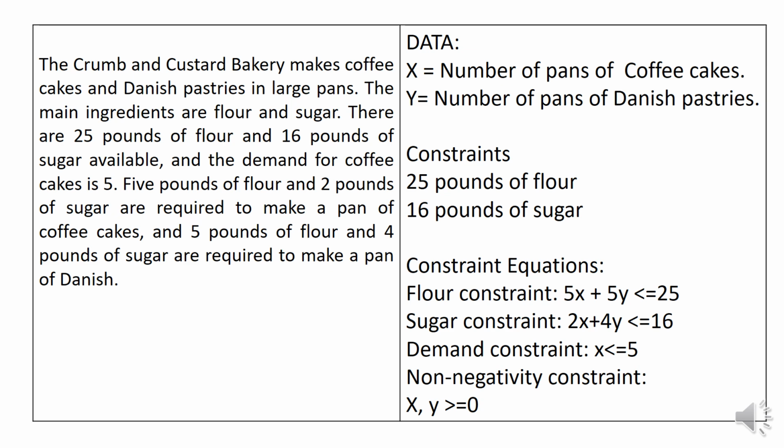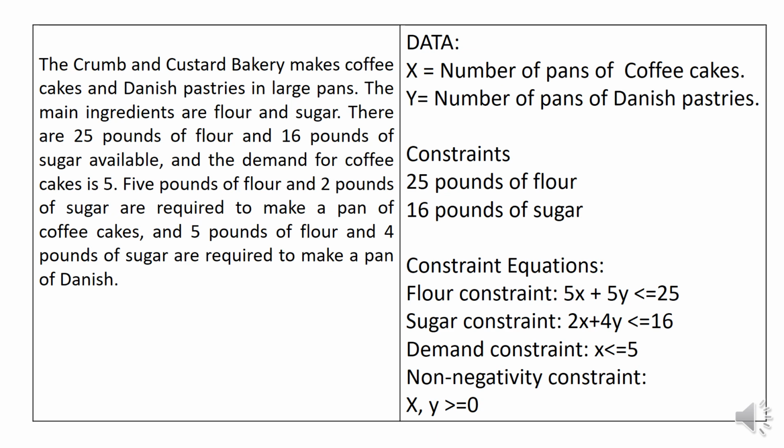So you see, a mixed recipe is given, so you have to calculate about it. 5 pounds of flour is given for a coffee cake, and 5 pounds of flour is given for Danish pastries. So the flour constraint would be 5x plus 5y, and the maximum pounds of flour we have is 25, so it will be less than or equal to 25.